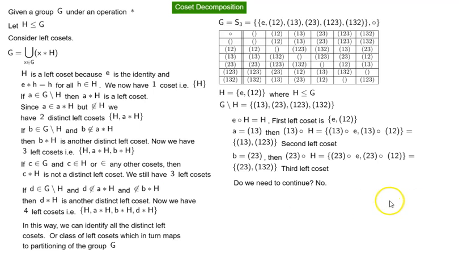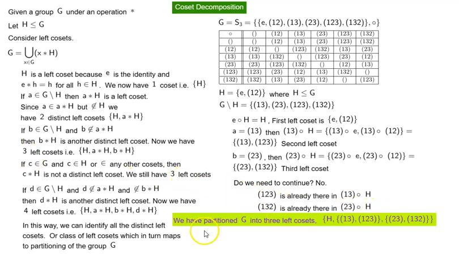So here if you notice, if we take 1 2 3, it is already there in this second left coset, and 1 3 2 is already there in the third left coset. So 1 2 3 is already there in 1 3 times H, and 1 3 2 is already there in 2 3 times H. So we have partitioned G into three left cosets. One is H itself, the subgroup itself. Then we have permutation 1 3 and 1 2 3, and the third coset is 2 3 comma 1 3 2.